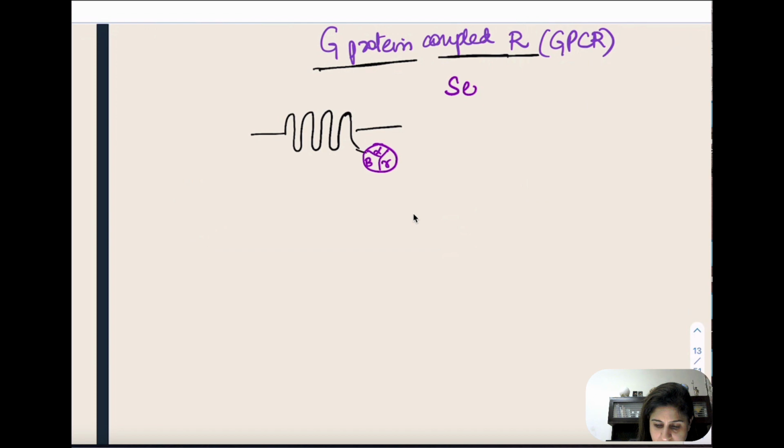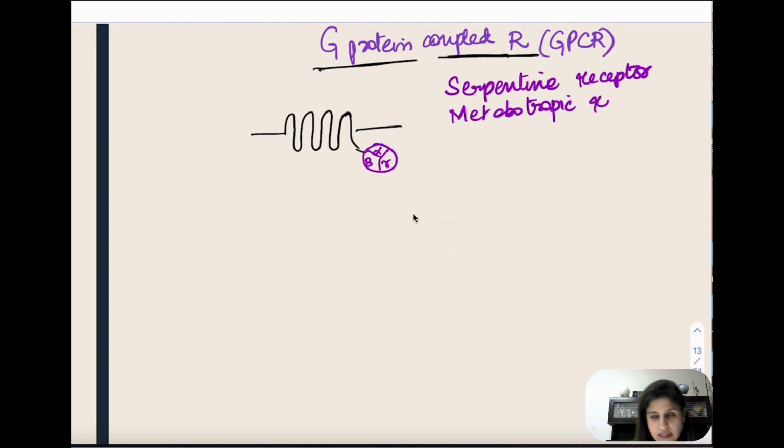So they're also called serpentine receptors. Okay? Serpentine receptors. They're also called metabotropic receptors. If a question comes on metabotropic receptors, it means you have to write about the G protein coupled receptors. And they're also called 7-pass receptors. Not very common, but yes, 7-pass receptors, because they pass through the membrane 7 times. So these are different names given to the same receptor, the G protein coupled receptor.